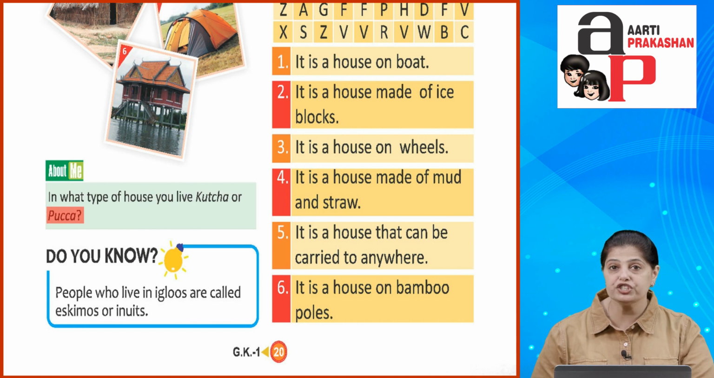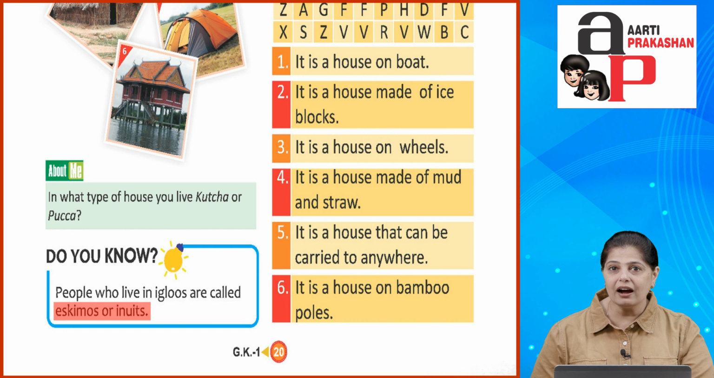Tell me, which type of house do you live in? If your house has bricks and cement, that means it's a pakka house. And if your house is made up of mud and straws and bamboos, that means they are kacha houses. Clear? Alright. So now, do you know, as I said, people who live in igloos are called Eskimos, or they are also called Inuits. Alright children, I hope this is clear with you.